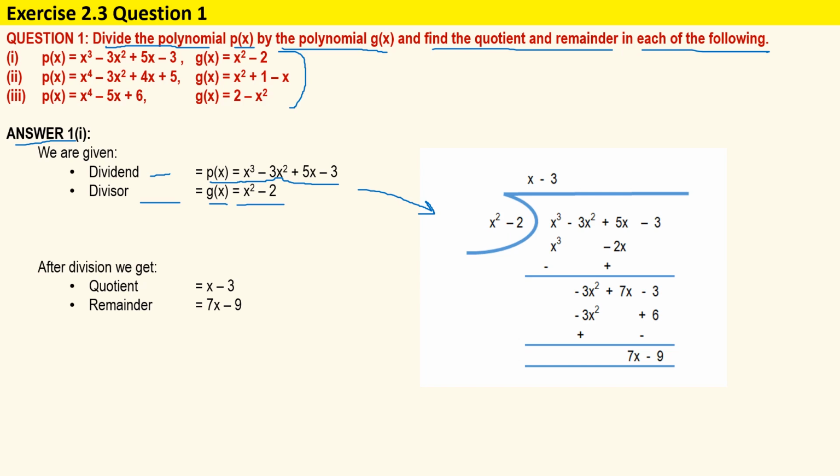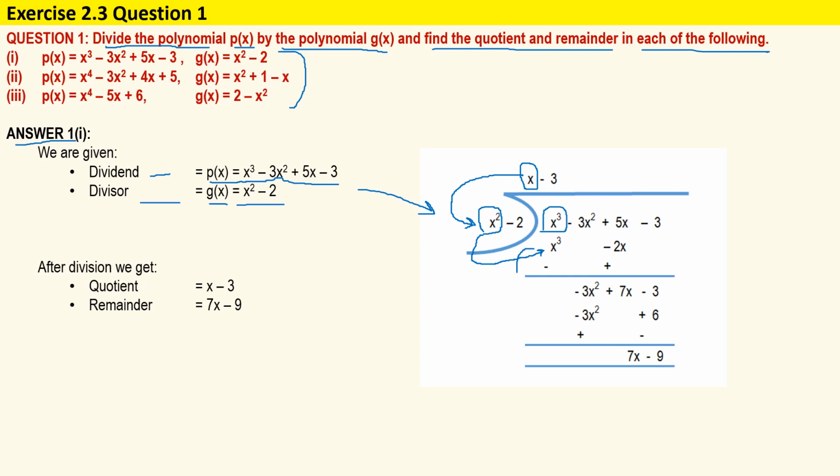Our first step is that we take the highest degree term of the dividend, which in our case here is x cubed, and then we divide it by the highest degree term of the divisor, which is x squared. Based on this division, we get the term x, which is the first term of the quotient. Then we multiply this term of the quotient to the entire divisor polynomial, and we get x cubed minus 2x, because we have multiplied x to the x squared minus 2.